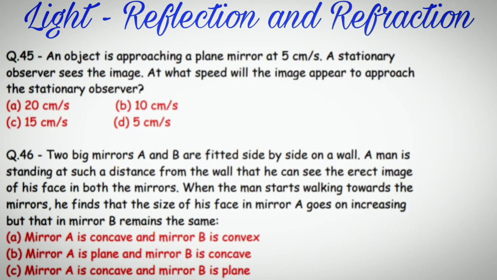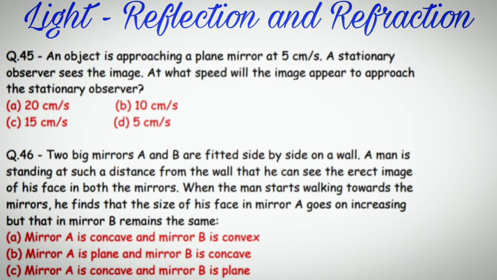Next question comes here. Two mirrors A and B are fitted side by side on wall. A man is standing at such a distance from wall that he can see the erect image of his face in both the mirrors. When the man starts walking toward the mirror, he finds that the size of his face in mirror A goes on increasing, but that in mirror B remains the same.